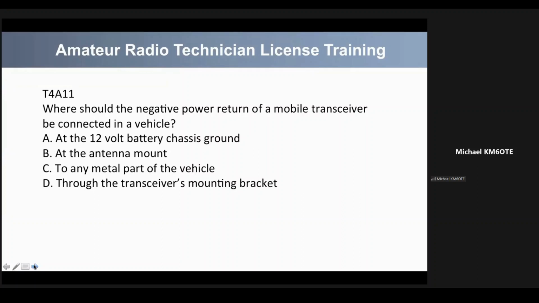Where should the negative power return of a mobile transceiver be connected on the vehicle? This is important. This is a practical thing that will make a big difference, and some people get this wrong. At the 12-volt battery chassis ground, at the antenna mount, to any metal part of the vehicle, or through the transceiver's mounting bracket. It turns out that any resistance along the return line of the DC will cause problems with your radio, including interference and all kinds of problems. So your right answer is to get it as close to the battery as you can. To the 12-volt battery chassis ground is the correct answer.